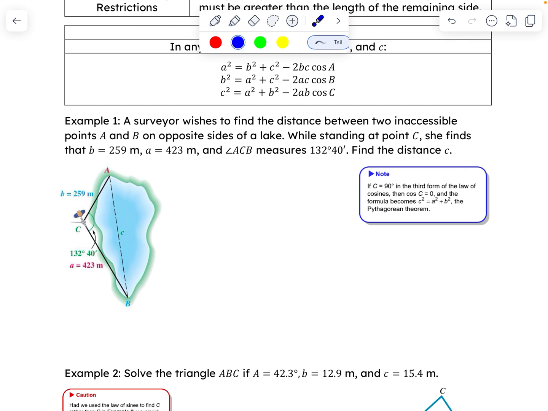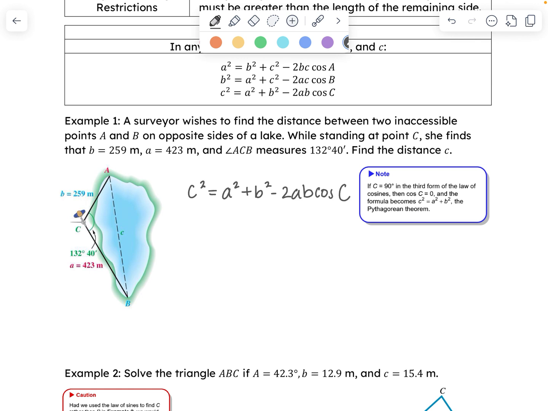So if I'm trying to find the distance of side C, I probably want to use this version right here, where we've got that C squared over there. This also comes from the fact that I know angle C and side A and side B. So that's the version that I'm going to use here. I'm going to go ahead and write it down here. C squared is equal to A squared plus B squared minus 2AB cosine of C.